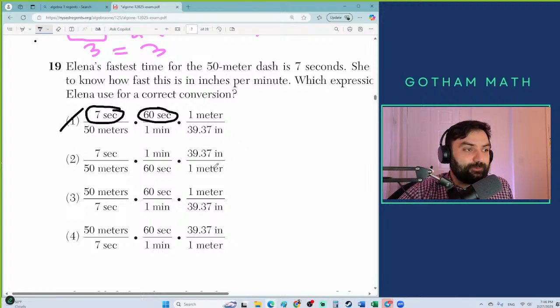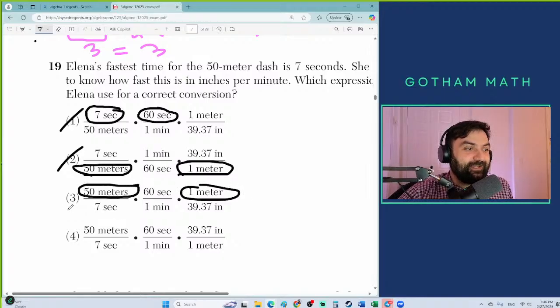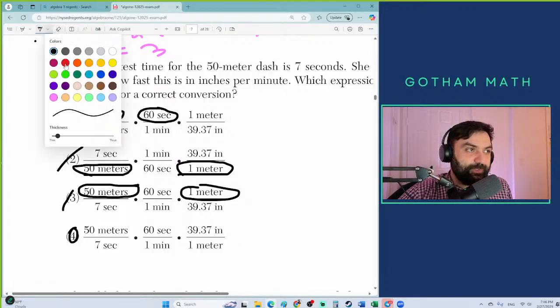Look at number 2. Number 2 has meters here and meters here. This is not the answer. Look at number 3. Number 3 also has meters here and meters here, and it means that it's not the answer, guys. And the answer is 4.